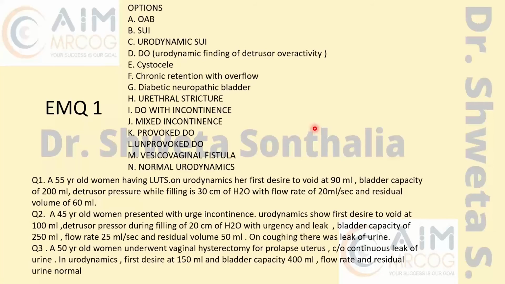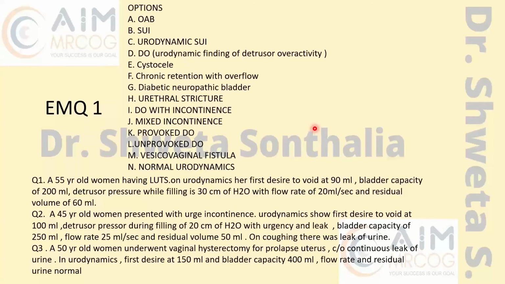So the first thing is her first desire to pass urine is abnormal. It's 90. What should the normal value be? Between 150 to 200. Also, her bladder capacity is abnormal because it's less than 400. Her detrusor pressure on filling is more than 15. So that's detrusor overactivity.